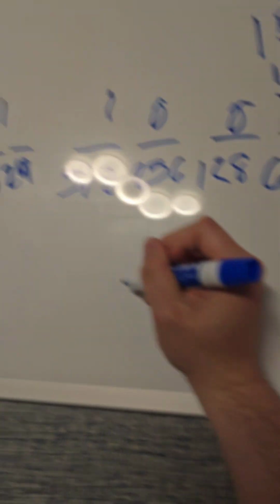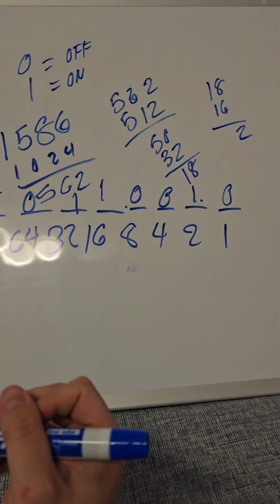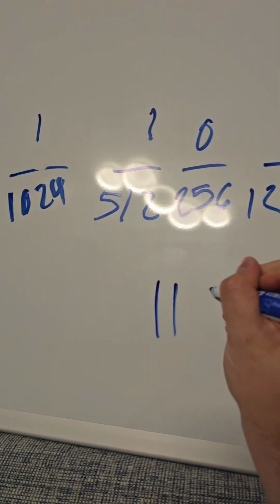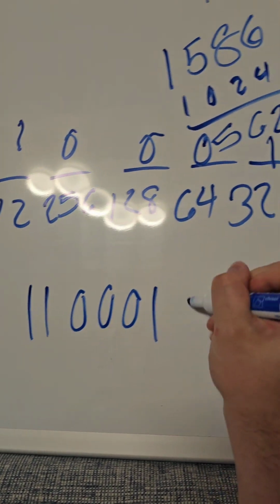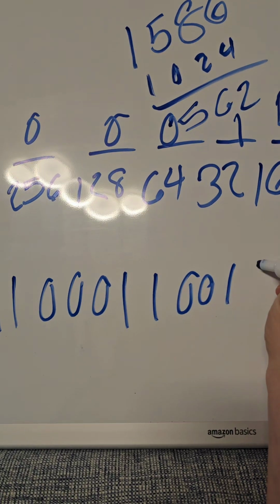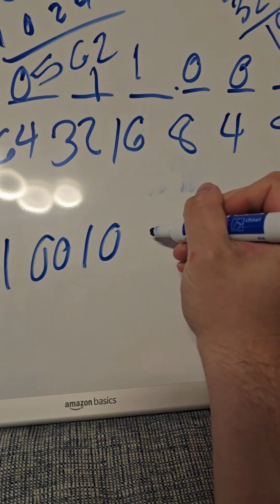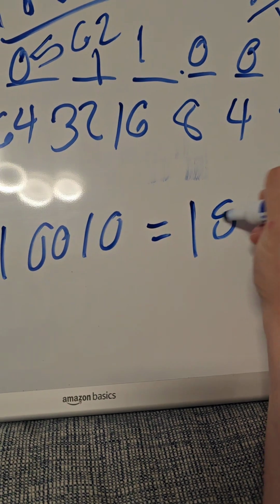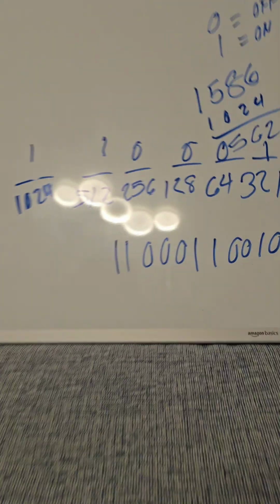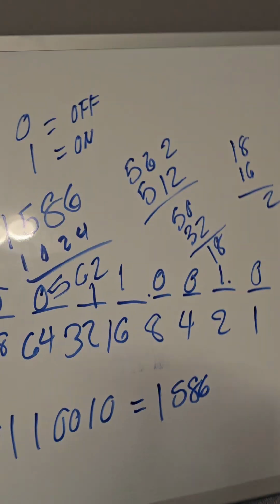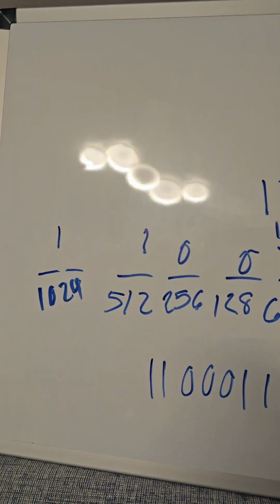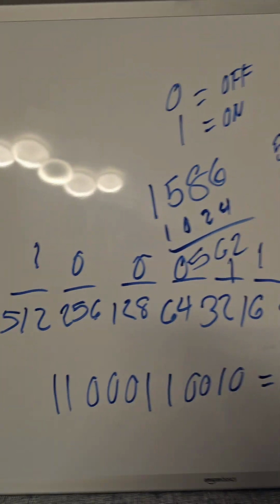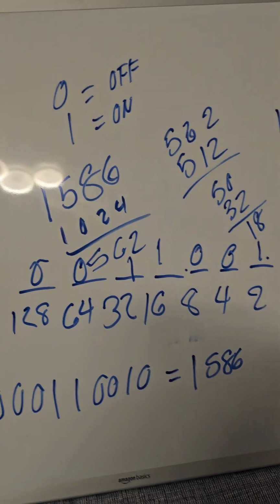So now your finished number, if you look across it, will be 11000110010, which is a binary explanation for the number 1586. Seems pretty complicated, but it's really not. It's super simple. But that's how you convert decimal to binary.